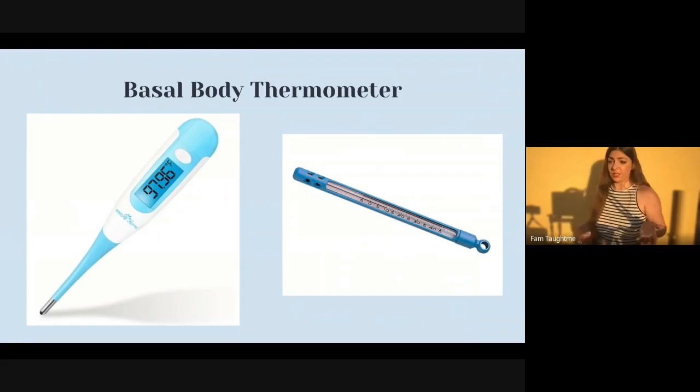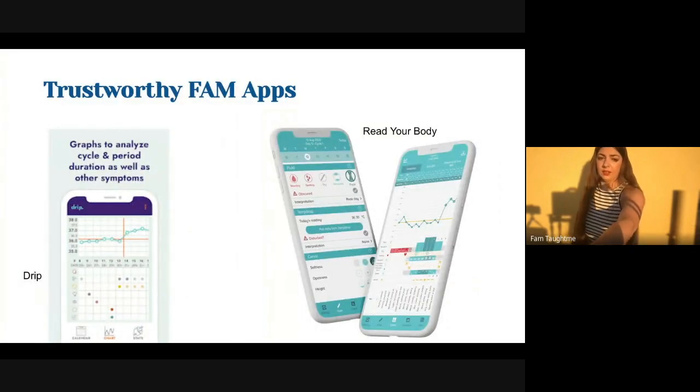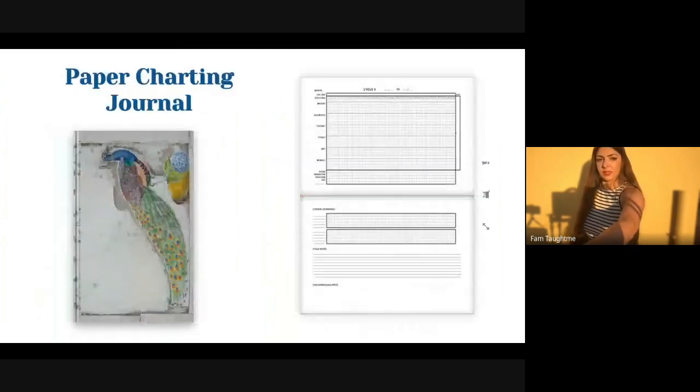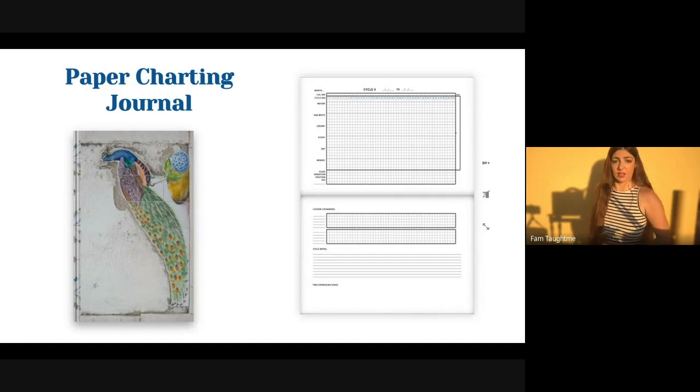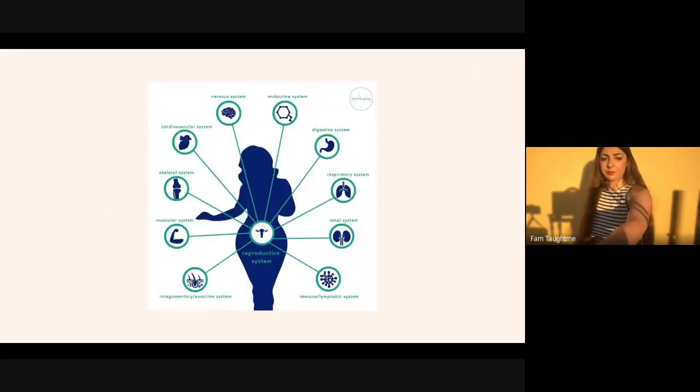And lastly, I just wanted to talk a little bit about FAM tools. The first thing that one might need is a basal body thermometer, of course, and then FAM apps. I trust Read Your Body and Drip because they're encrypted apps. Or you can use a paper charting journal, such as the one that I designed, and there's many designs now, I think, out there.